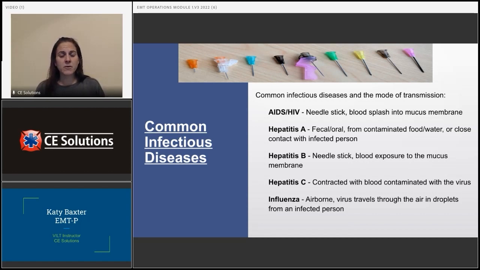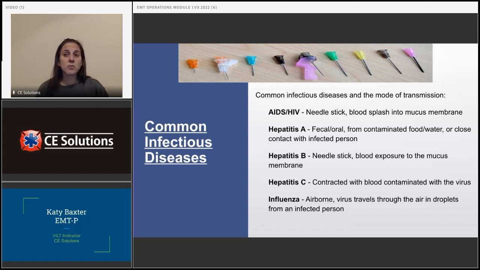Hepatitis C, there are medications that will help bring it down to remission, but there is not a cure for this one. This one is contracted with blood contaminated with the virus. It's going to be an STD form. It's going to be a dirty needle stick. It's going to be drug users. And it can be with healthcare providers as well.